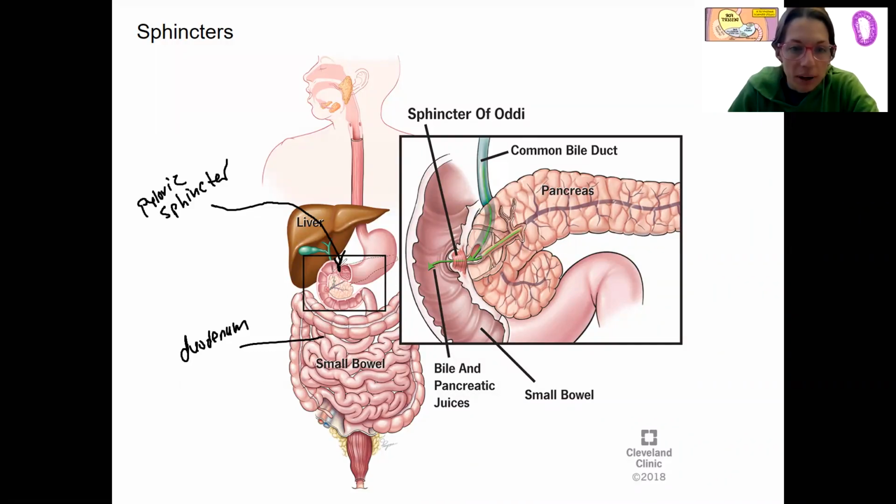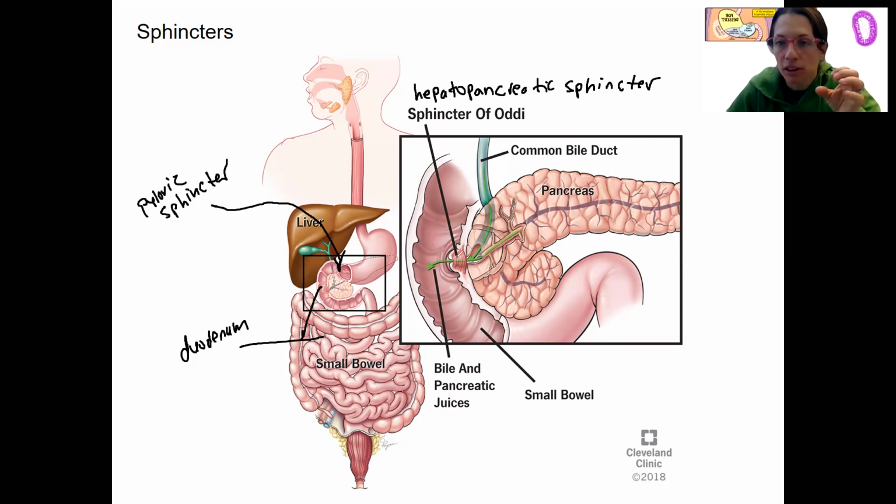Okay, so we've got the pyloric sphincter right there. This is our duodenum, and actually just label that like that. Right here, we're going to zoom in. This is a sphincter. This is the sphincter that controls pancreatic and liver juices, gallbladder juices, controls their entry into the duodenum. So this is called the hepatopancreatic sphincter. Isn't that convenient? Much better name than the sphincter of Oddi.